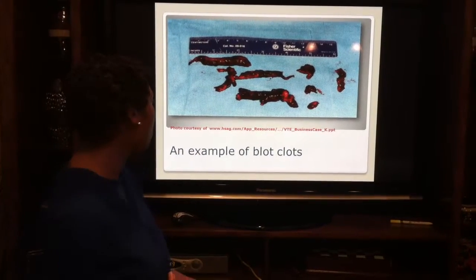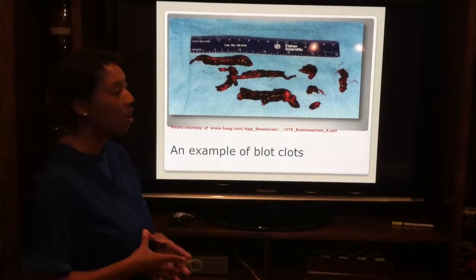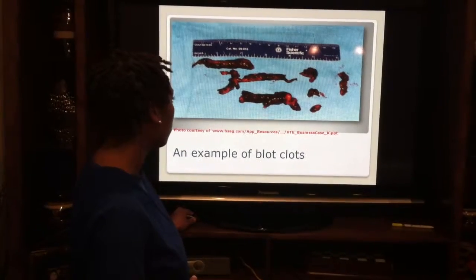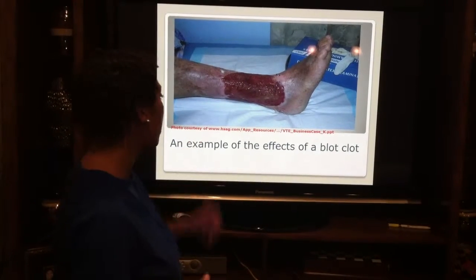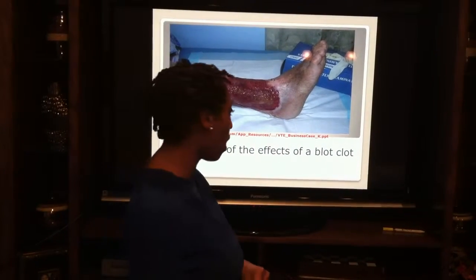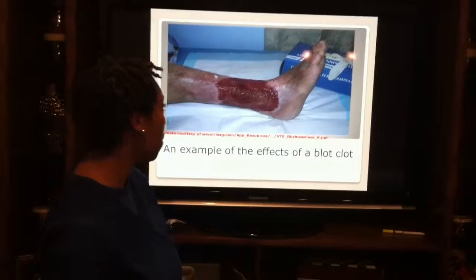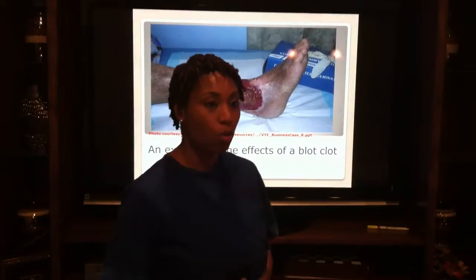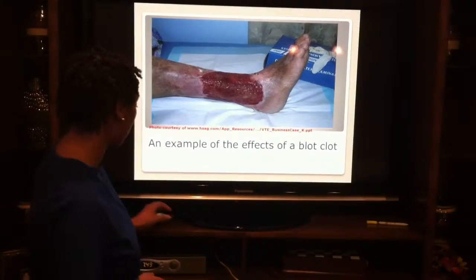This is an example of a blood clot that was found in a patient's lower extremity. This is the effect of the blood clot that was found in that patient's lower extremity and caused insufficient flow of blood to that lower extremity.